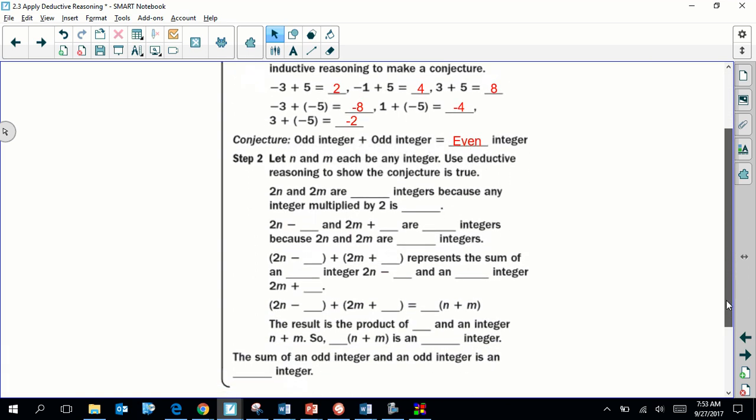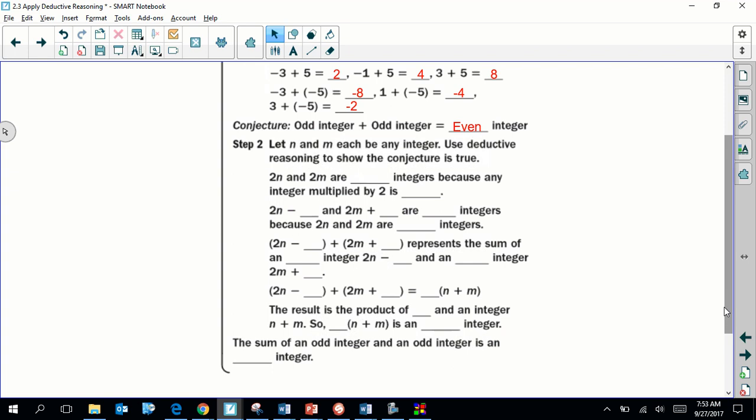Well, now we have to try and test it. Filling this in and trying to read it from top to bottom is going to be a little bit challenging, so I've included some other things here that I hope will help make it smoother to follow along with. They're saying, let the variables n and m each be some integer. Now, using deductive reasoning, we want to try and prove that the conjecture is true.